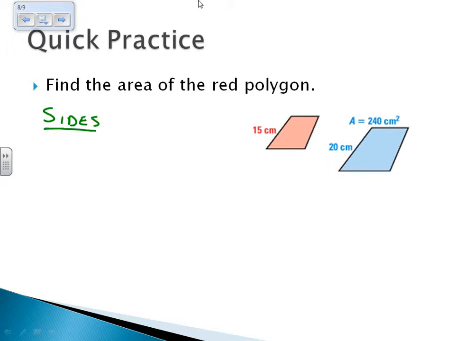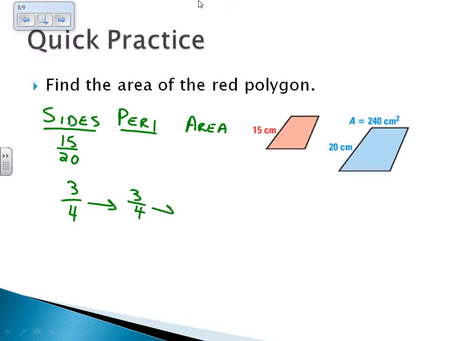So the perimeter of my sides is what to what? 15 to 20. Can we reduce that? To what? 3 to 4. Then I know that the ratio of my perimeter is equal to the ratio of my sides. And then how do I get to my area? Square it. So it becomes 9 to 16.